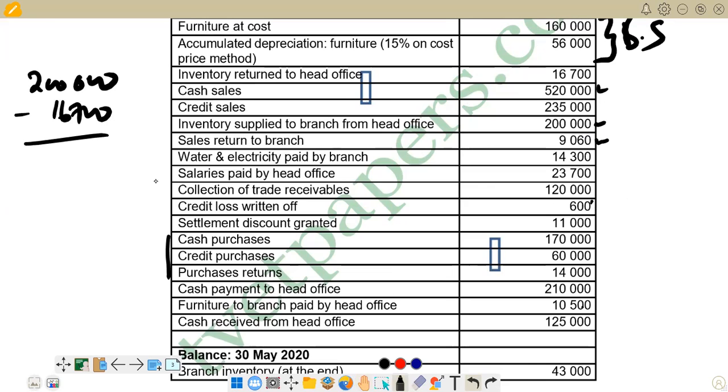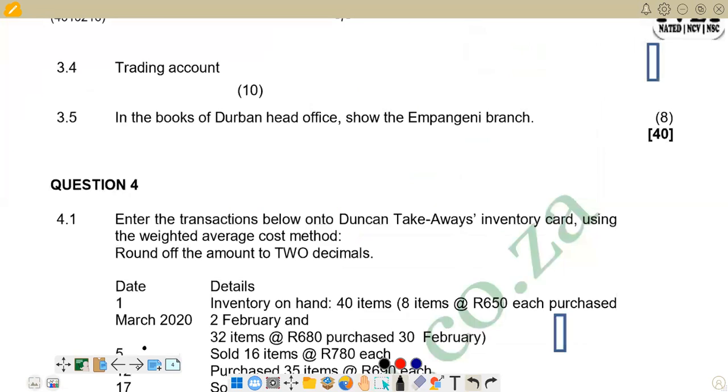If you subtract the two, the net figure is supposed to go to the debit side of the trading account again, because it's inventory that has been added during the year. So it's not opening, it's not closing, but it's inventory that we noticed during the year. So if you subtract the two, you're supposed to get 183,300. So this one is going to be on the debit side of the trading account. So we can go there and adjust it there.